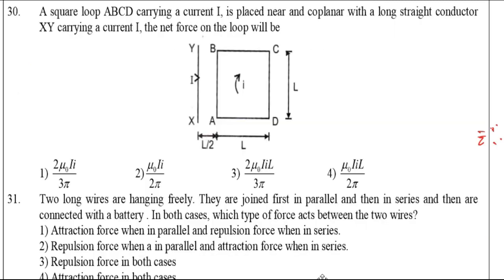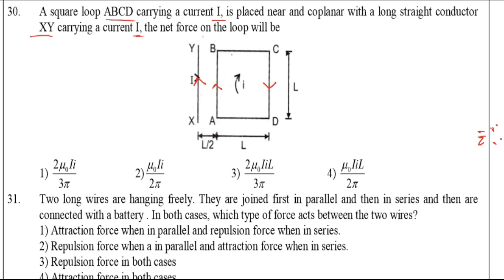A square loop ABCD carrying a current I is placed near and coplanar with the long straight conductor XY carrying a current I. The net force on the loop will be. Now the current I is moving in this direction. Here the current is moving in this direction in this loop, and here the current is moving in this direction. In AB it is in this direction, and in CD it is in this direction.